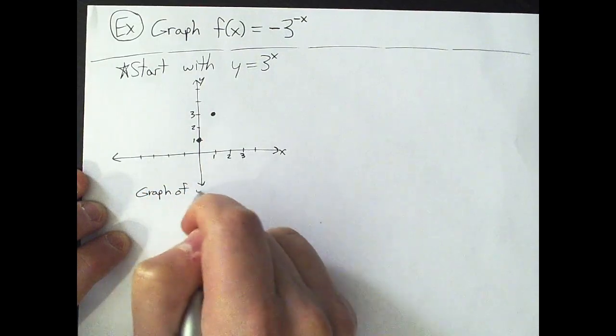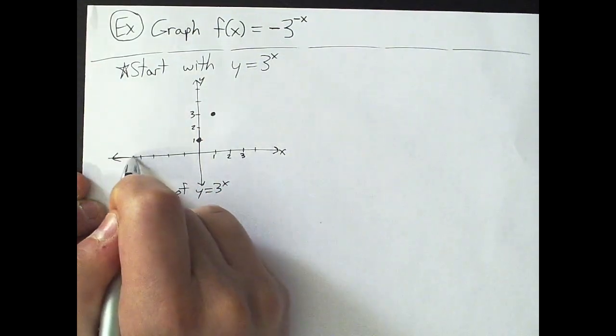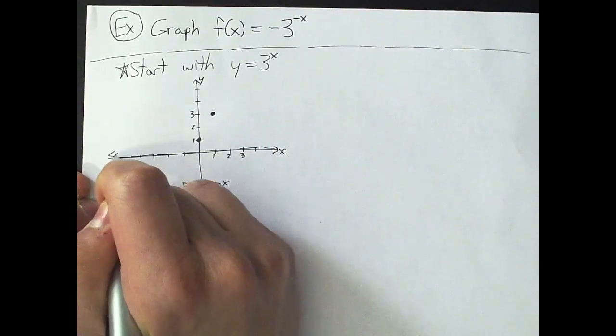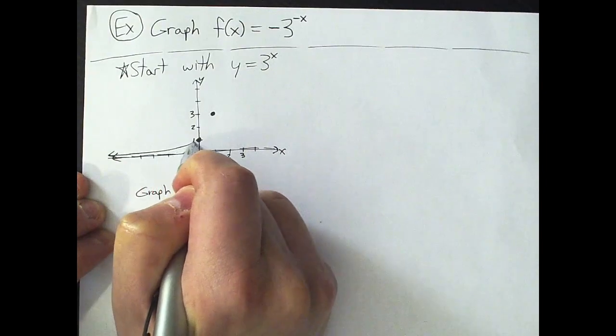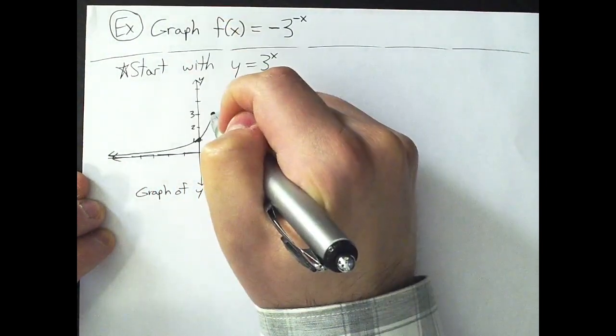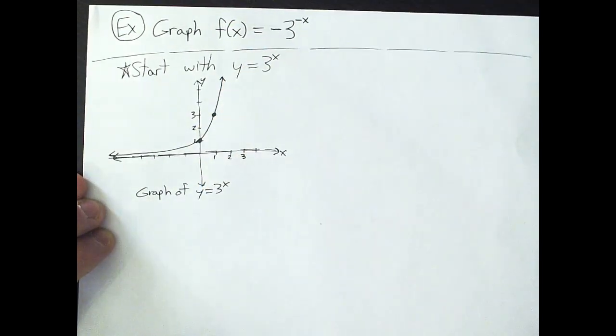The graph of y equals 3 to the x. And then we know the asymptote, and we know the overall shape of this thing. So based on those 2 points and the asymptote, we can draw this in. This is a little bit steeper than the 2 to the x was. Something like that.